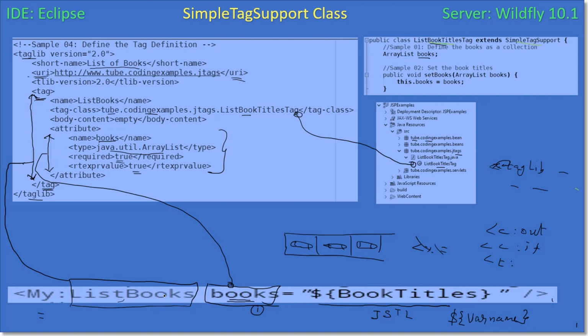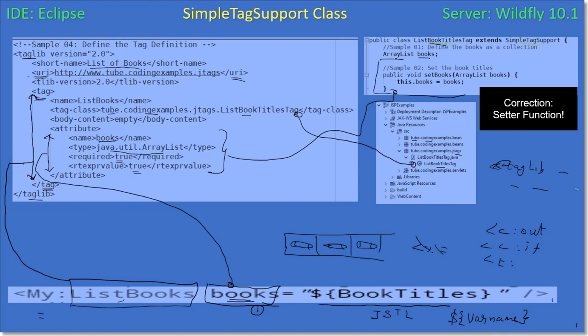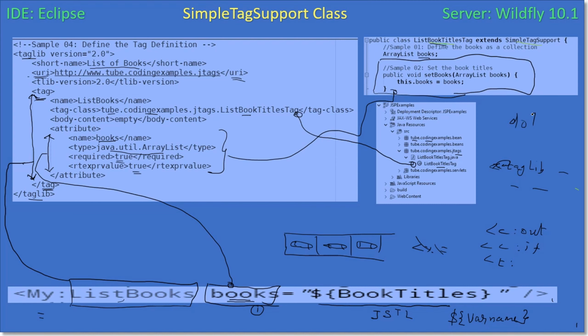So you have to know, the list books tag is defined by this tag. Then books is an attribute that is defined inside this tag, with attribute open and close tags, right? And this one, if you see, will get linked to this getter function in our tag library class. That's all we need. Then when we do the doTag, we will actually perform the rendering.